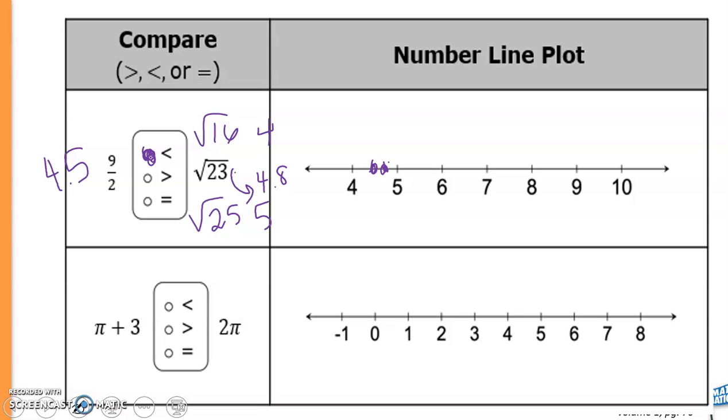And the last one has pi in it. We know that we can approximate pi to 3.14. So if this is 3.14 plus 3, it's about a 6.14. Between 6 and 7, closer to the 6 side. 2 pi is 2 multiplied by 3.14. 2 times 3, 6. 2 times 14, 28. 6.28. Although it's also going to be closer to the 6 side, it's a little bigger. 6.14 is smaller than 6.28. So pi plus 3 is less than 2 pi.